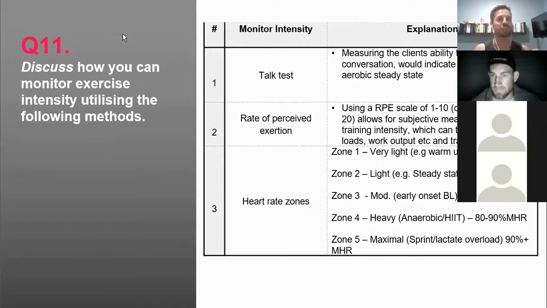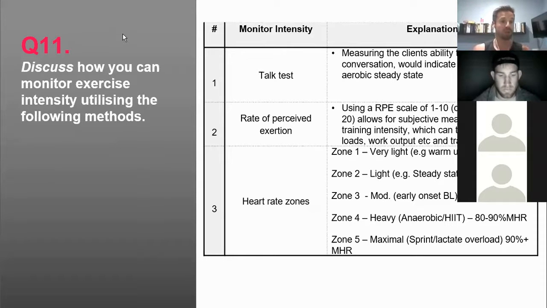So zone 1 is really light. That's a warm up. 50 to 60% of your max. So that's really simple, really light, basic stuff. Zone 2 is light exercise. That's steady state. That's going for a walk. That's going for a really easy, steady jog where there's no lactic acid. You're like, I can maintain this pace forever. That's about 60 to 70% of your max heart rate, right?